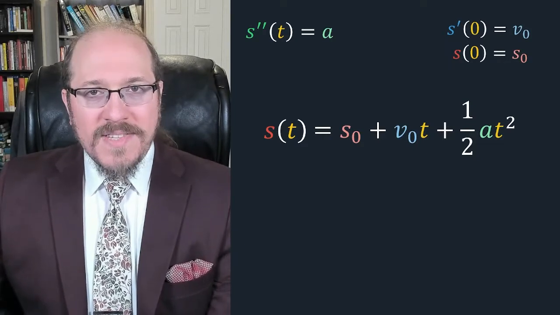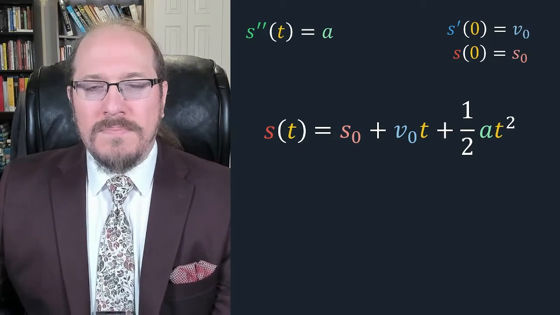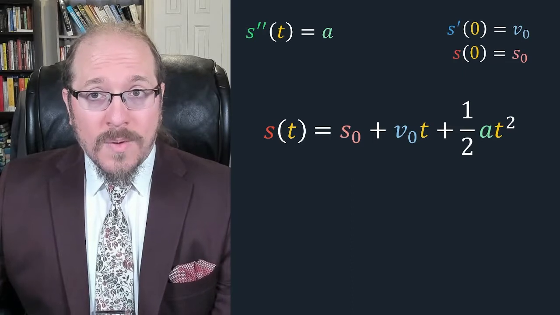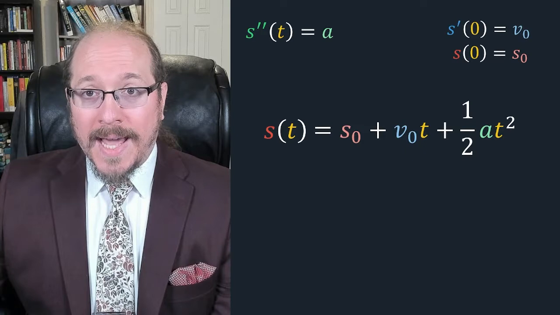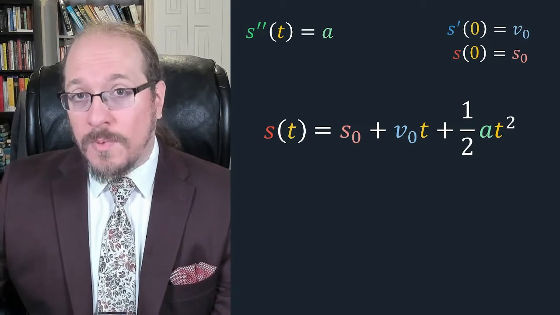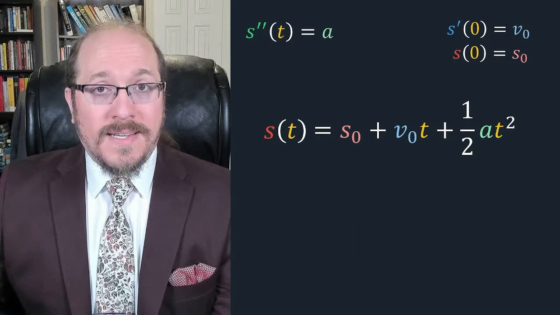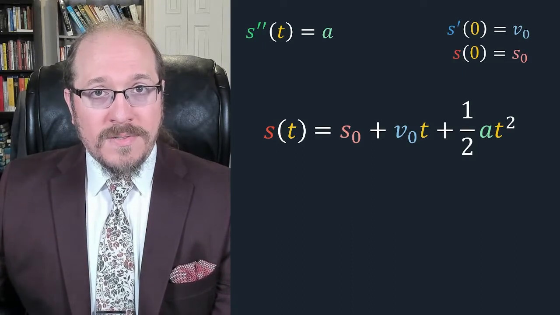Now, if you've taken a physics class in high school, there's a good chance you've seen this equation, but perhaps you just had it given to you. Using calculus, we're able to see exactly where it comes from. And of course, you can check that if you take the derivative of this twice with respect to time, you do in fact get the constant acceleration a. Okay, that's the general situation.